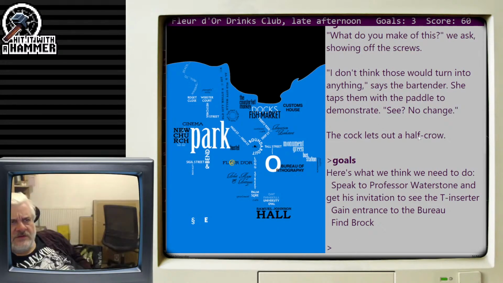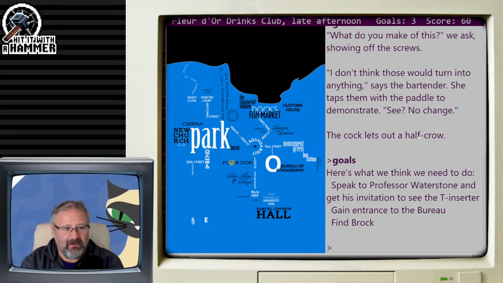What are our goals? Here's what we need to do. Speak to Professor Waterstone and get his invitation to see the tea inserter, gain entrance to the bureau, and find Brock. Okay, so there's two things there, one of which is gain entrance to the bureau, which we have solved. Or we think we've solved, but we still need to get the invitation.